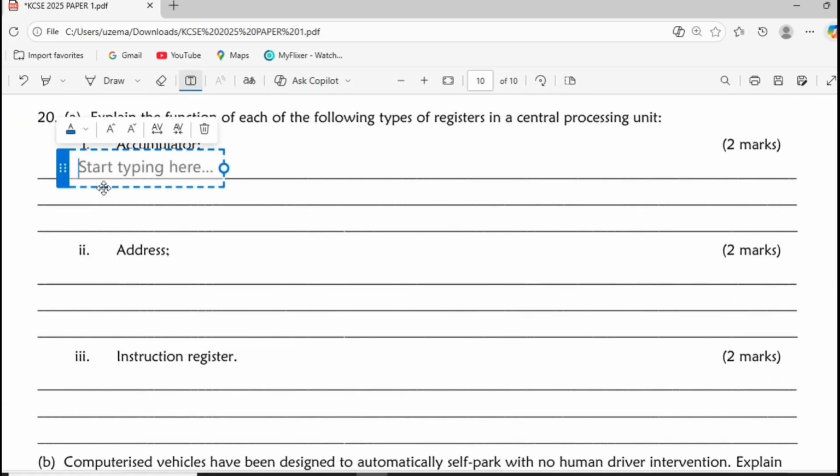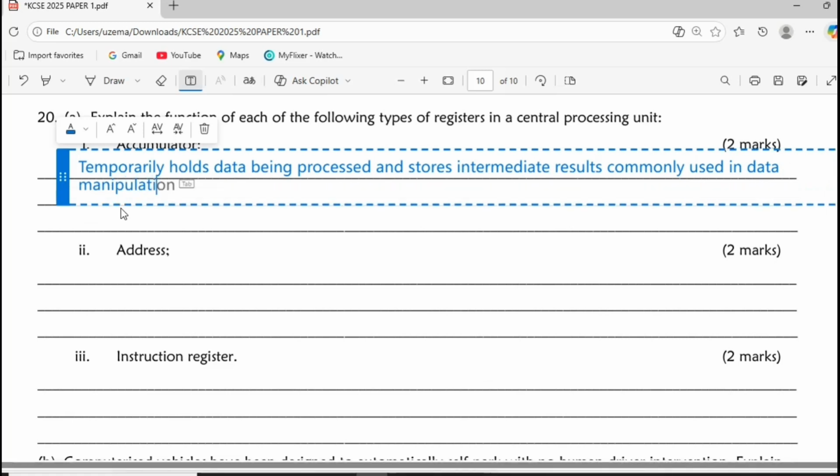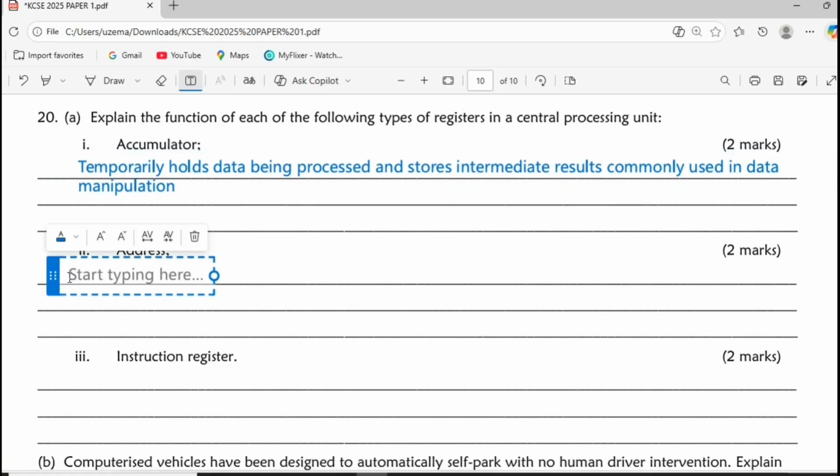Question number 20, part A. Explain the function of each of the following types of registers in a central processing unit. What is the function of an accumulator register in the CPU? The accumulator register temporarily holds the data or instruction that is being processed, and mainly this data is in the form of mathematics or arithmetic.